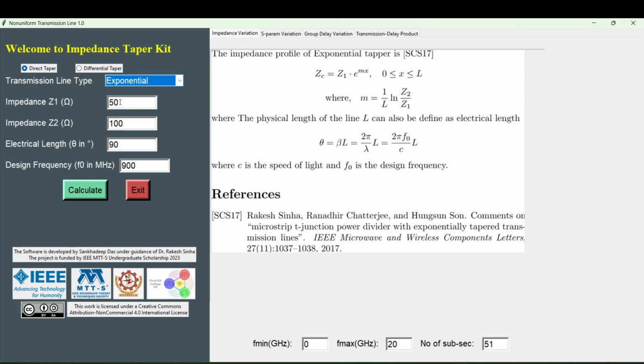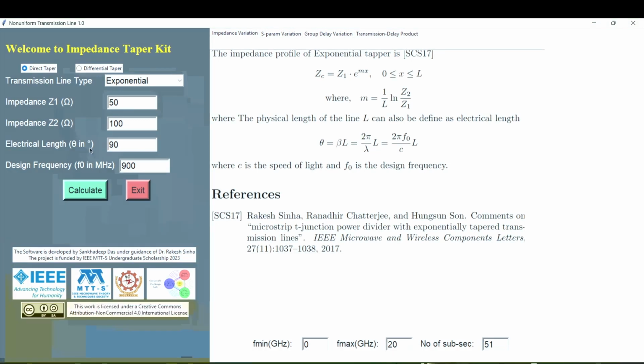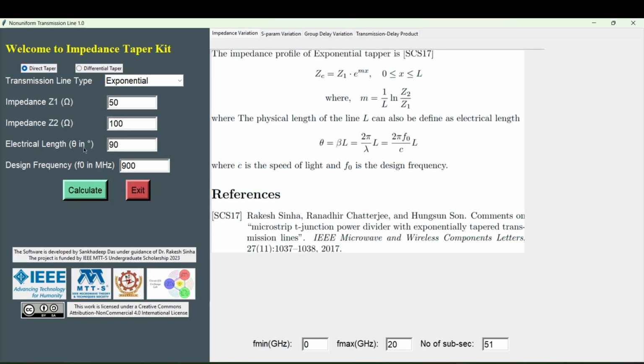We have to select the impedance Z1. By default it is 50, and by default the impedance Z2 is 100 ohm. Here we have the electrical length theta in degree. It is 90 degree, which is basically beta into L. There is a design frequency f naught in megahertz. We have given this 900 megahertz. We can change this, like we can make this 1000 megahertz, and then we have to calculate.